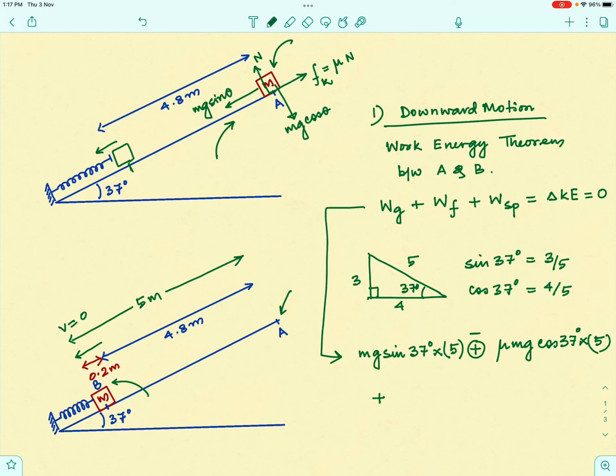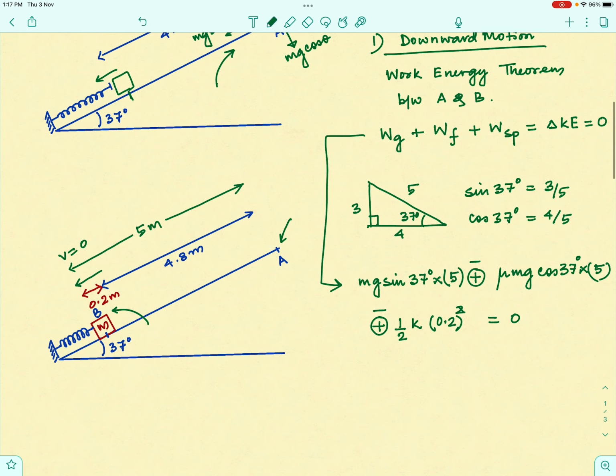In the process of the block moving down and compressing the spring by a distance of 0.2 meters, understand that the work done by the spring will be half k x squared, that is half k into 0.2 meters squared. Here in this case, the work done by the spring will be negative, because as the block is compressing the spring, the spring will exert the force in the opposite direction to the motion of the block. And we know the whole three terms together are equal to 0.